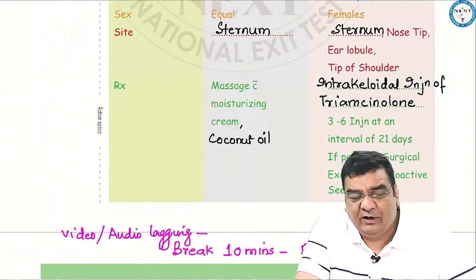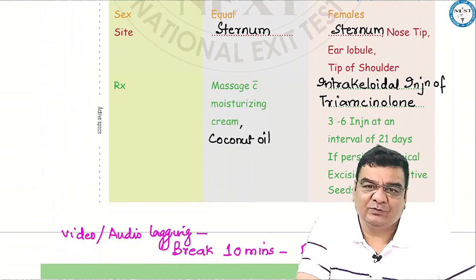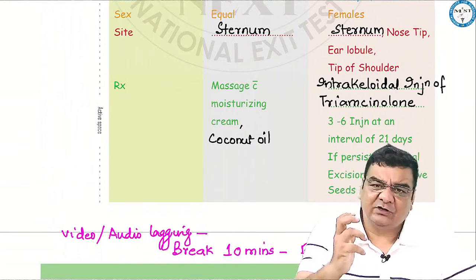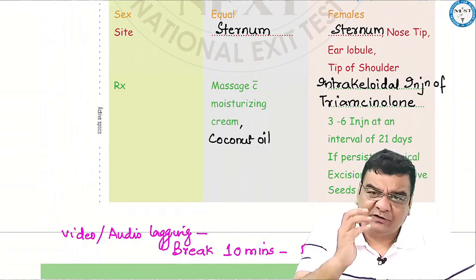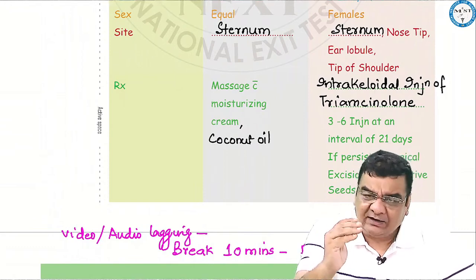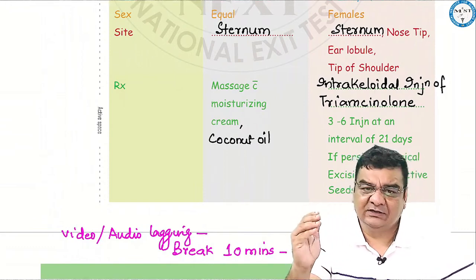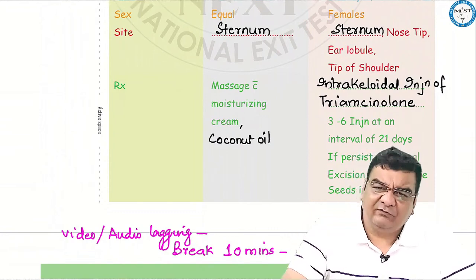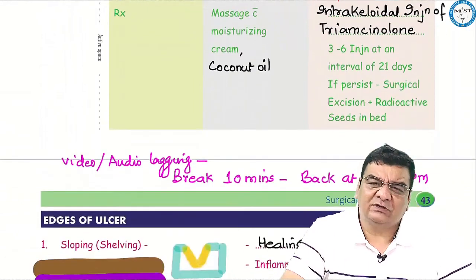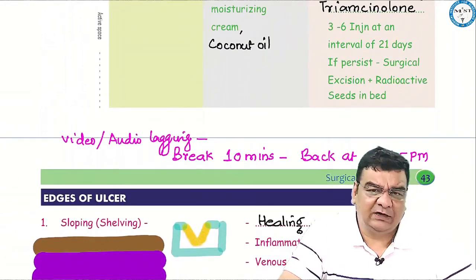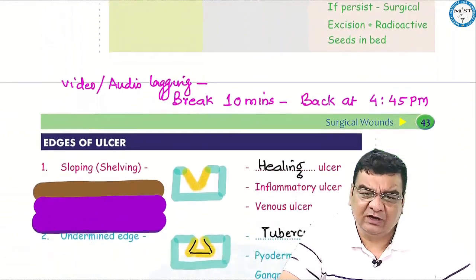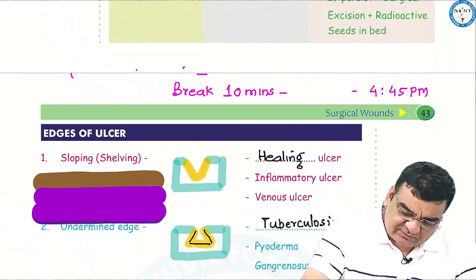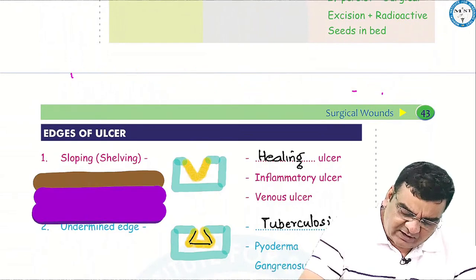While in a keloid, since they do not resolve spontaneously, we give intralesional injection of triamcinolone. And generally we give 3 to 6 injections at an interval of 21 days. If the keloid still persists, then we do surgical excision and we put some radioactive seeds in the bed of the keloid, which is called interstitial radiotherapy.